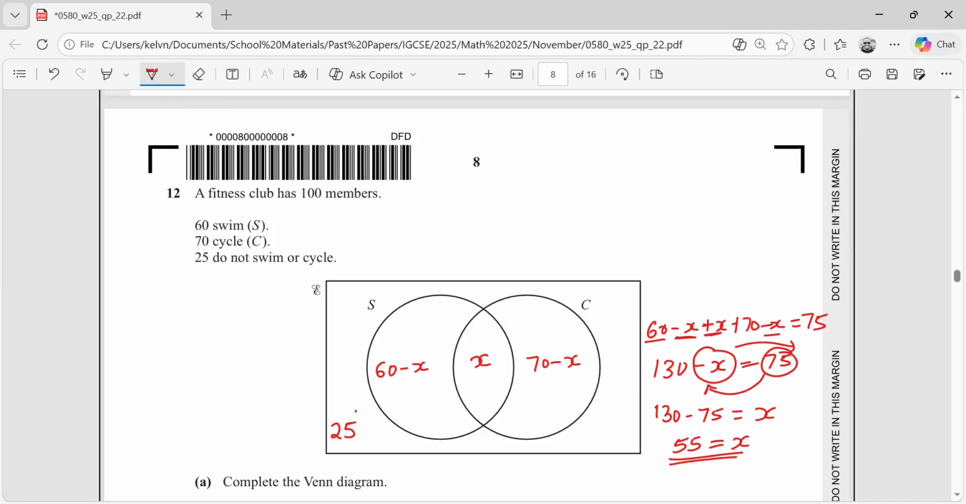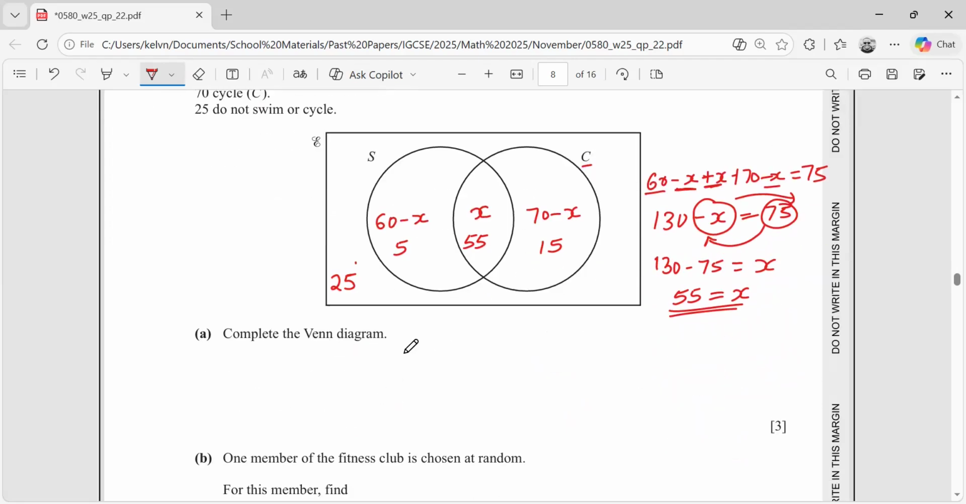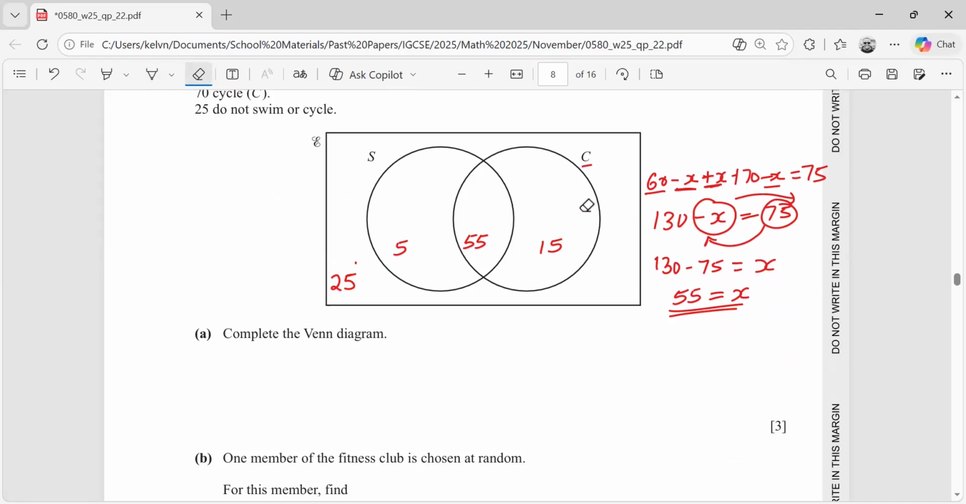So the members who do both activities, we have 55 of them. And with 55 here, we can now get those who cycle only, which is 70 minus 55. I think that's 15. And 60 minus 55, I believe that's 5. For part A, it says complete the Venn diagram. Now our Venn diagram is complete. If we remove this, we have a complete Venn diagram. That's how it looks. So 3 marks, we've gotten them that easy.